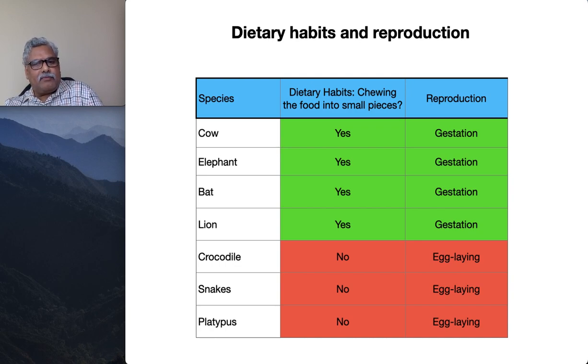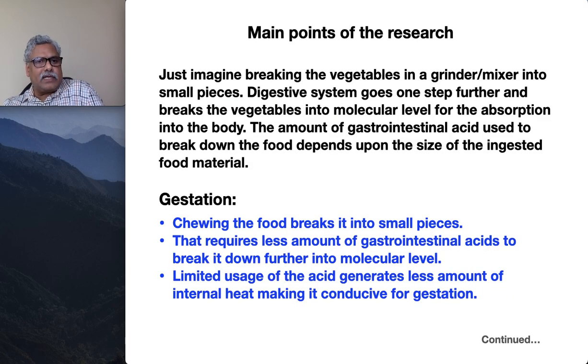So what does this signify? Why is there a distinction between having molar teeth, where you can crush the material into small pieces, and not having molar teeth, which ended up being egg laying? When I investigated further in my research, what I found is this: just imagine breaking vegetables in a grinder or mixer into small pieces. The digestive system goes one step further and breaks the vegetables down to the molecular level for absorption into the body.